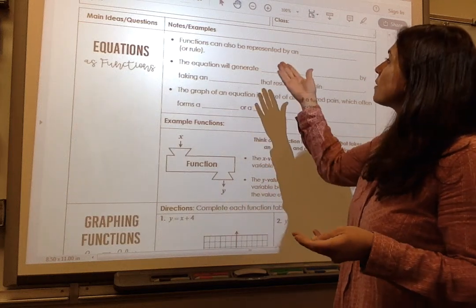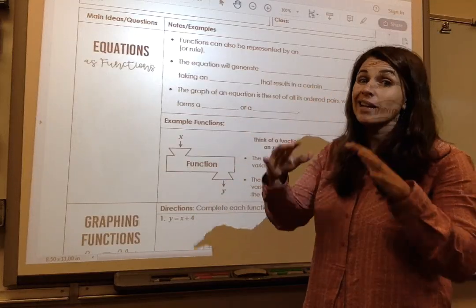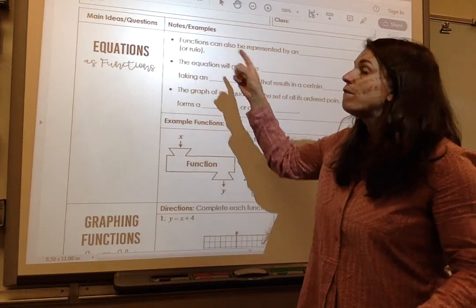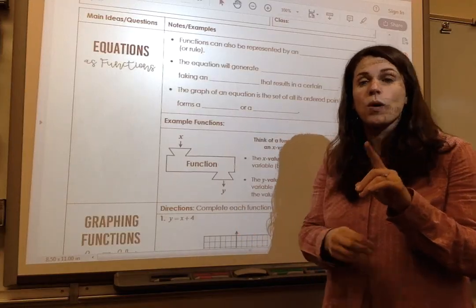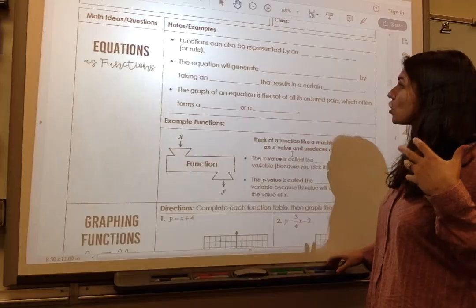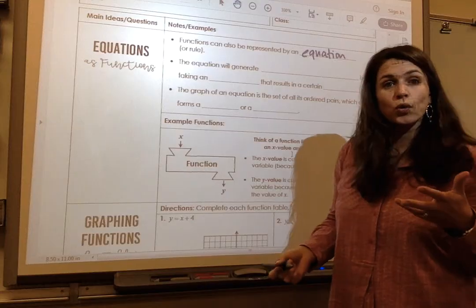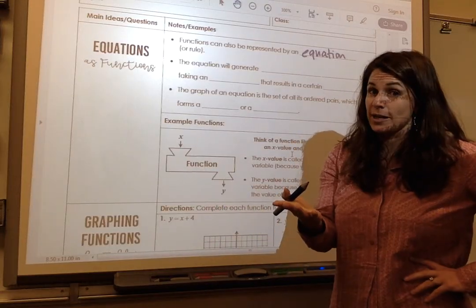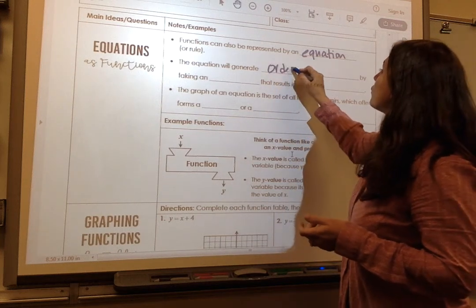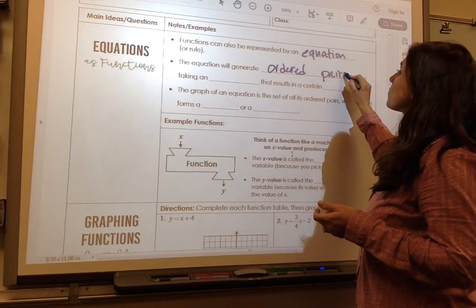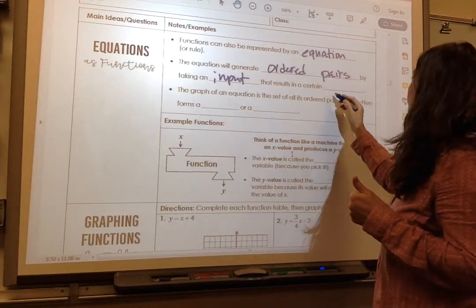So the first one is functions, and remember what a function is. It's a special relation, and a relation is any set of ordered pairs. So a function is a super special relation because only one value of x can be paired with y. And functions can also be represented by an equation or a rule. And an equation, we already know it has to have an equal sign in it, right? So the equation will generate ordered pairs by taking an input that results in a certain output.